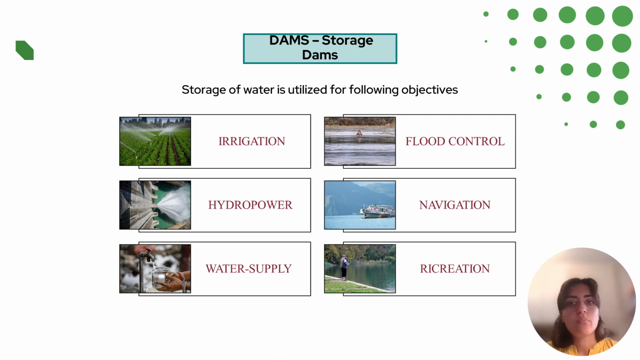By releasing stored water through turbines, these dams produce renewable energy, making them central to sustainable energy strategies. Storage dams also support navigation by maintaining adequate water levels for river transport, and they are vital for water supply, providing drinking water to millions of people. Finally, they also contribute to recreation, offering opportunities for fishing, boating, and tourism, which are valuable both socially and economically. In short, storage dams represent a strategic infrastructure that combines safety, resource management, energy production, and social benefits in a single system.